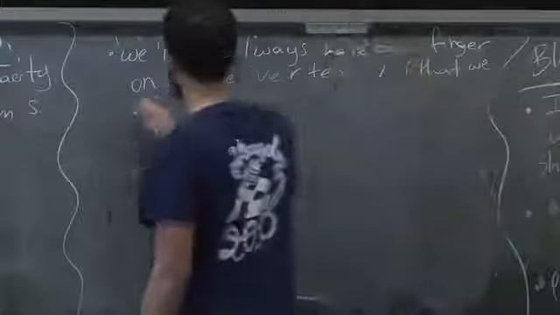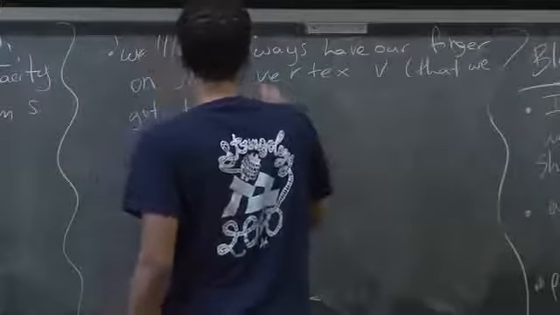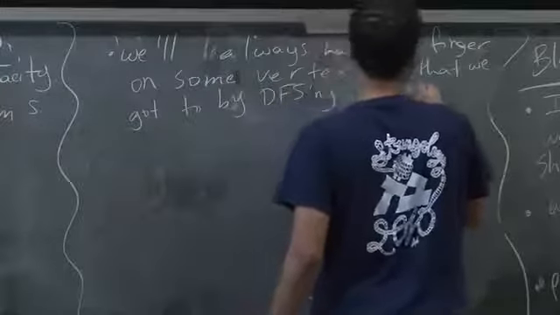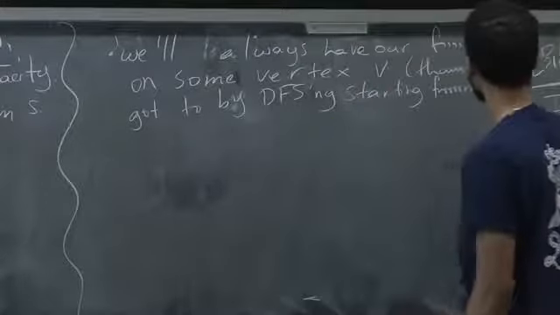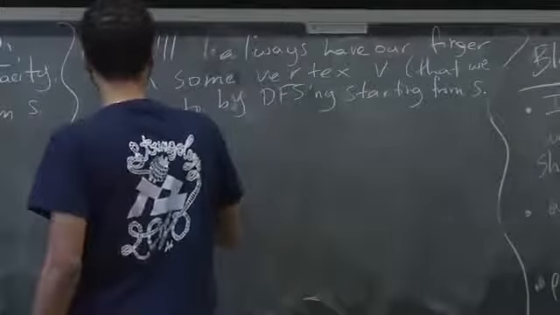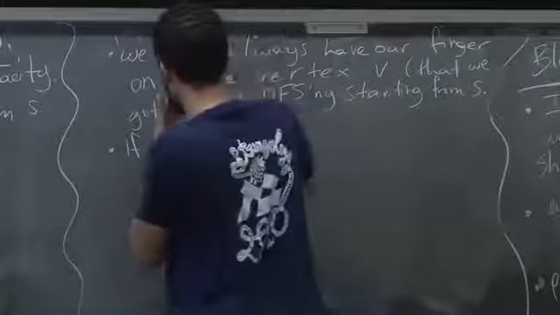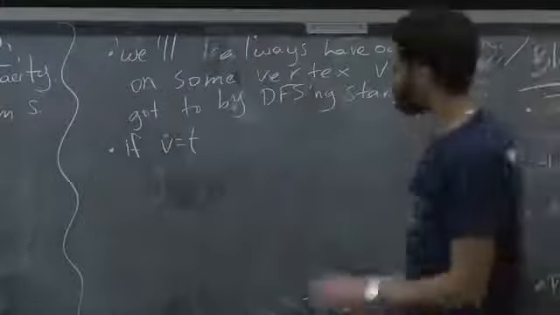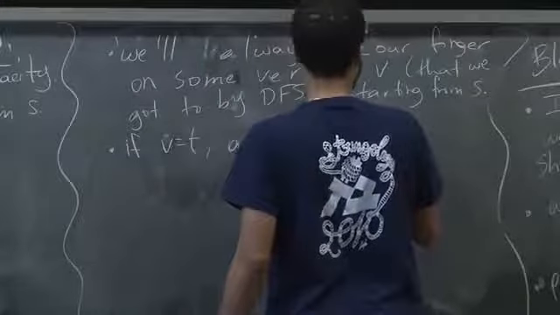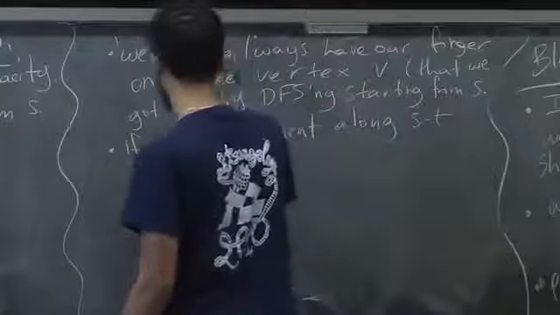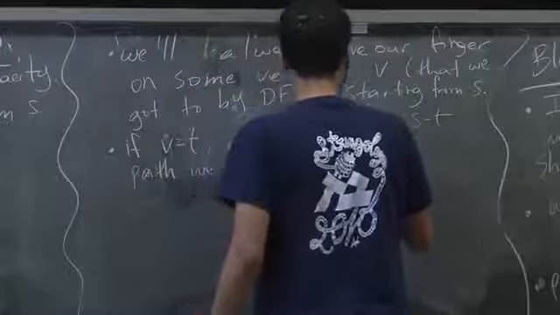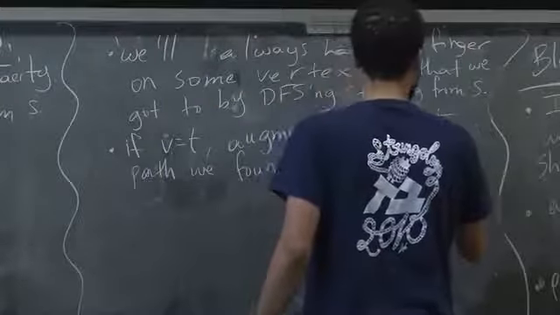That we got to by DFSing starting from S. Okay. If V is equal to T, so if we've managed to reach T, then augment along the ST path we found, then delete the zero capacity edges.